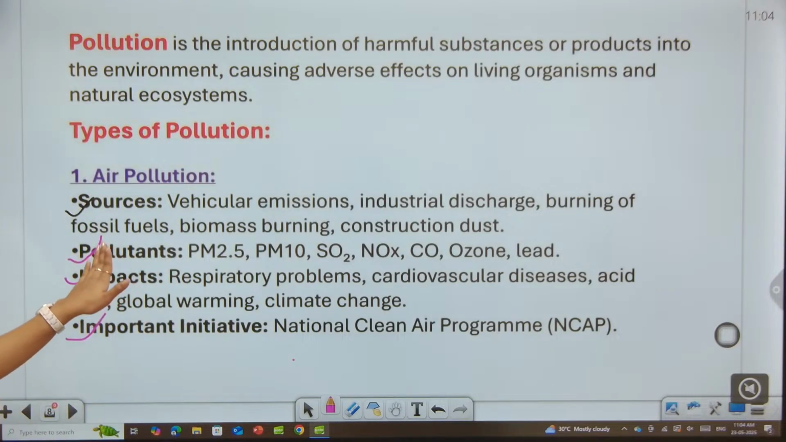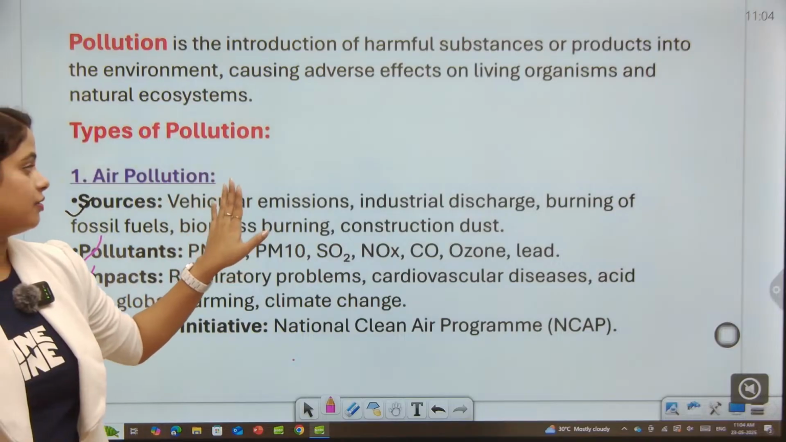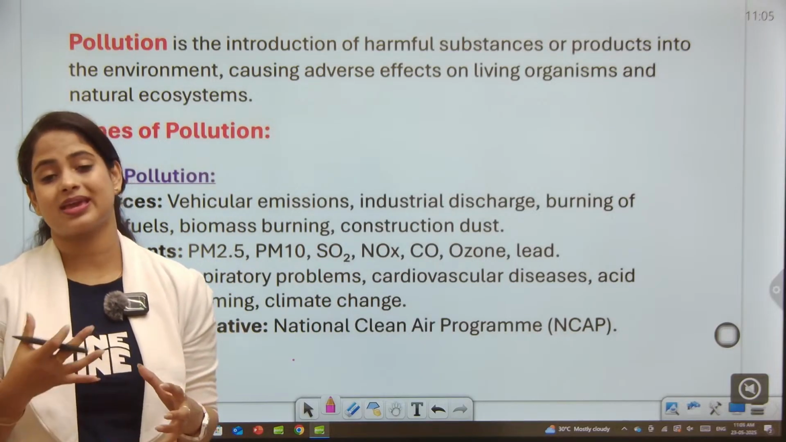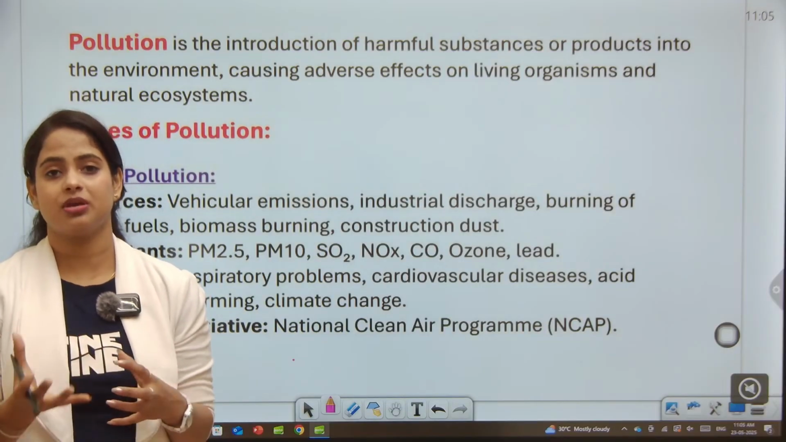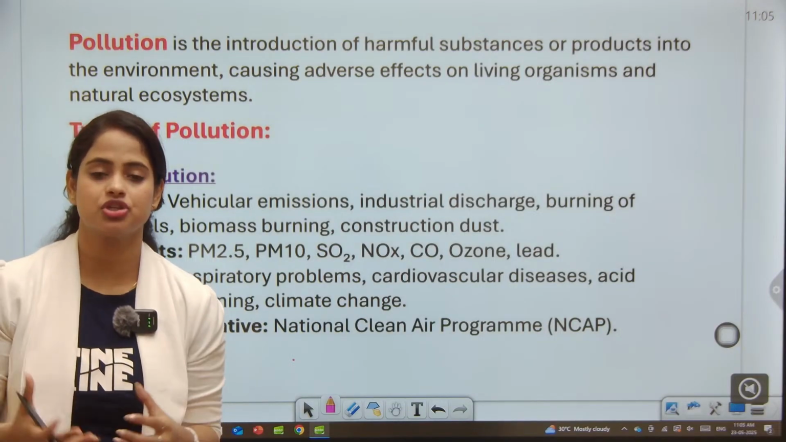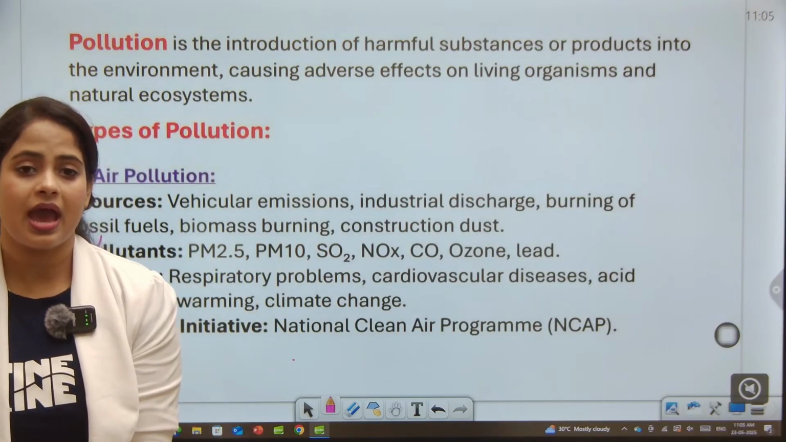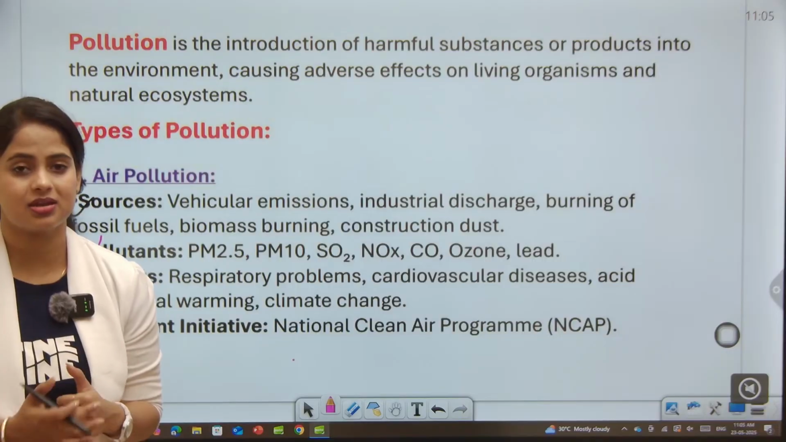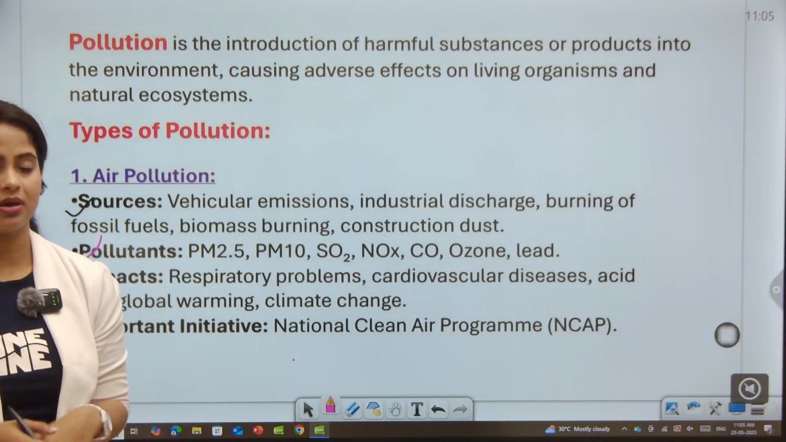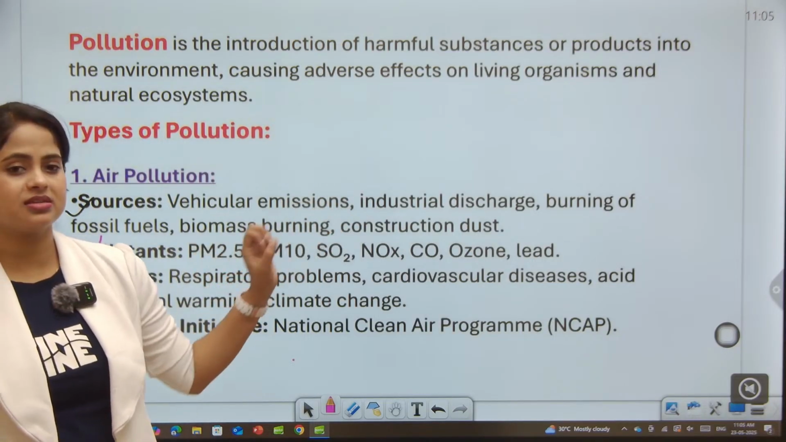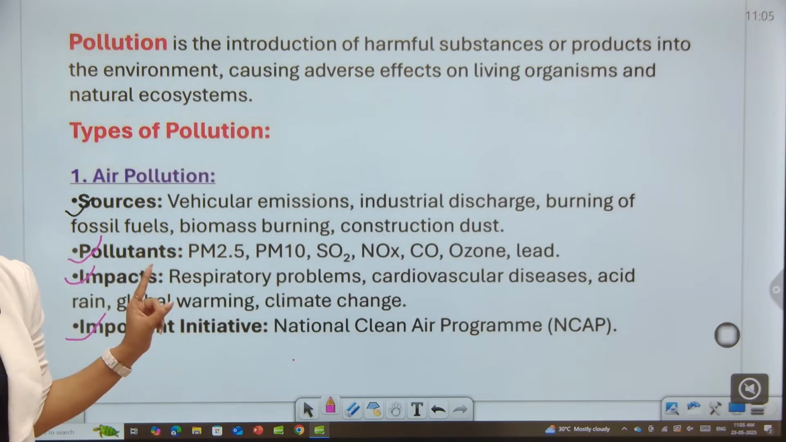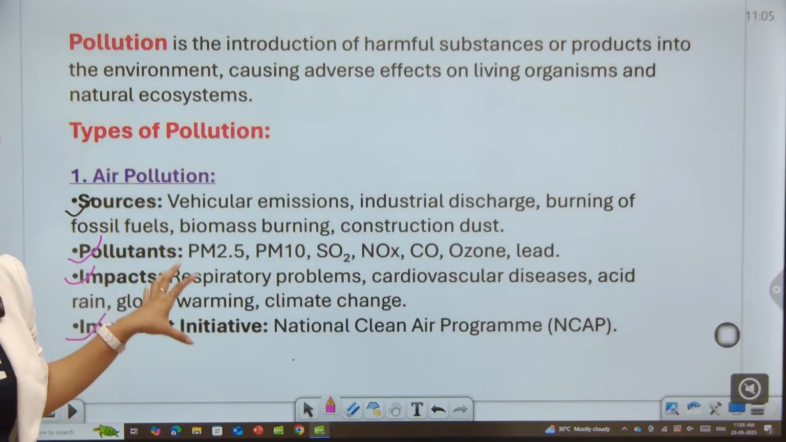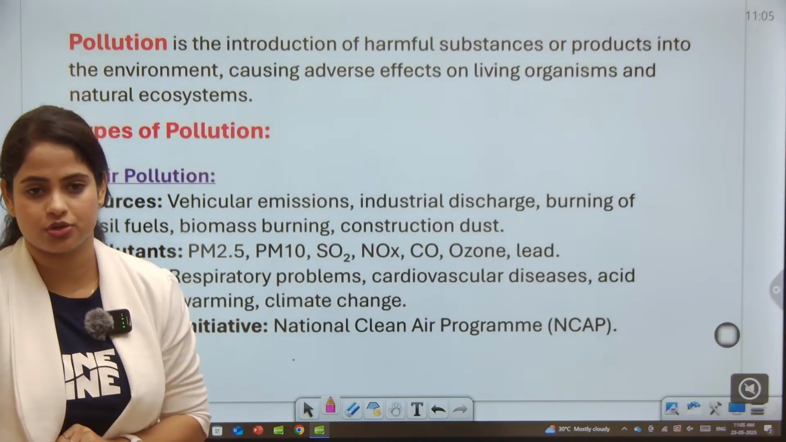See, the sources are vehicular emissions, that means the carbon emissions. There are many steps for carbon emission, and we also need to know in detail India's 2030 carbon emission initiative. But before that, the industrial discharge, the burning of fossil fuels, biomass burning, and construction dust are all sources of air pollution.